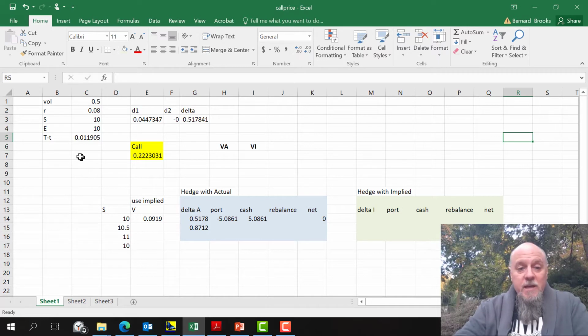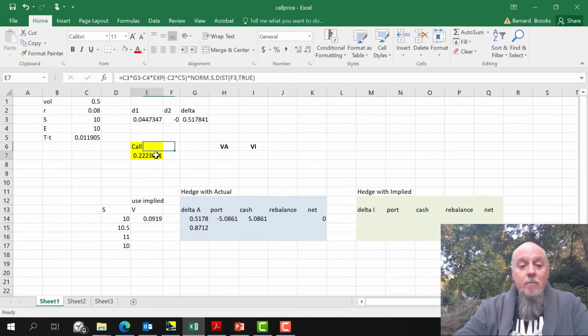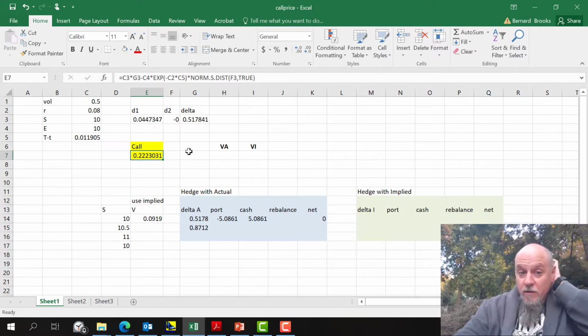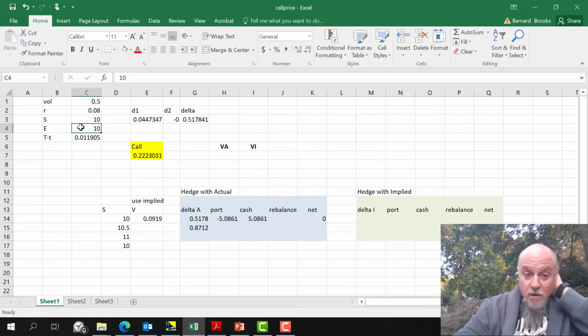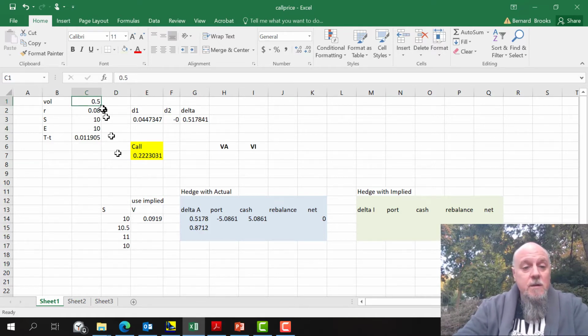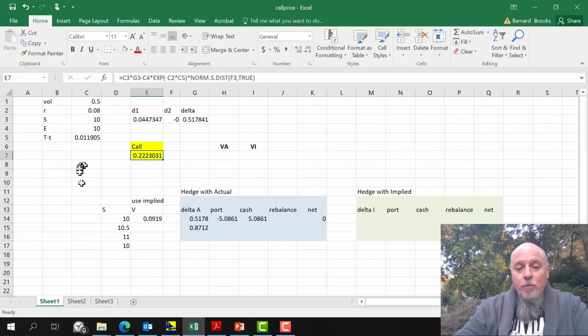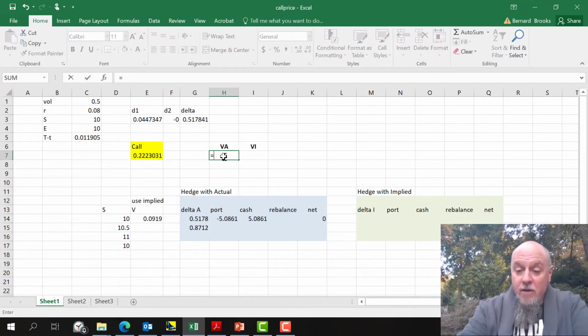So here I opened up a spreadsheet, and what I've got here is, if I type in the volatility, the risk-free rate of return, what the stock price is, the exercise price, and how much time is left till expiry, that'll output for me the D1 and D2, the delta, and the price of the call option with exercise price of $10. So here I've inputted the 0.5. I've used the actual volatility. I've used time till expiry of 3 days, so 3 out of 252 trading days. That's the percent of a year. And I've got an output of 22 cents. So I think, using the actual volatility, that this call option is worth 22 cents.